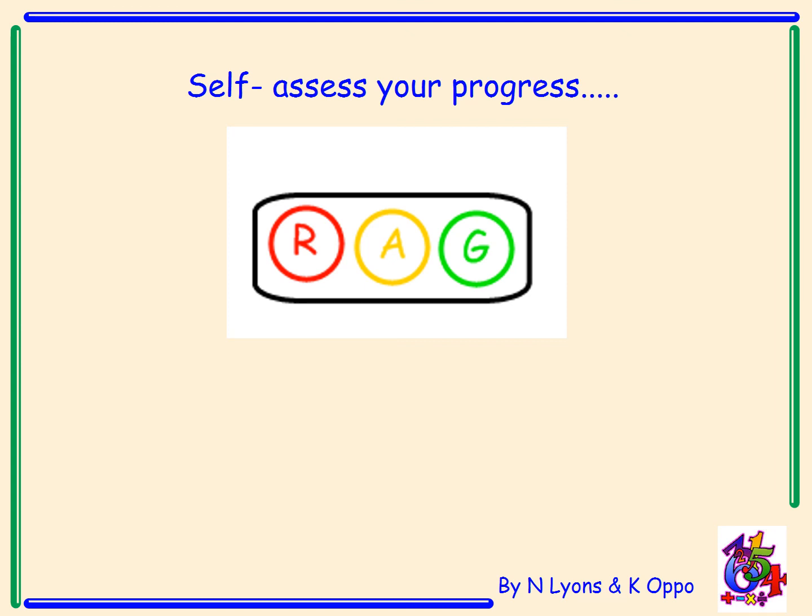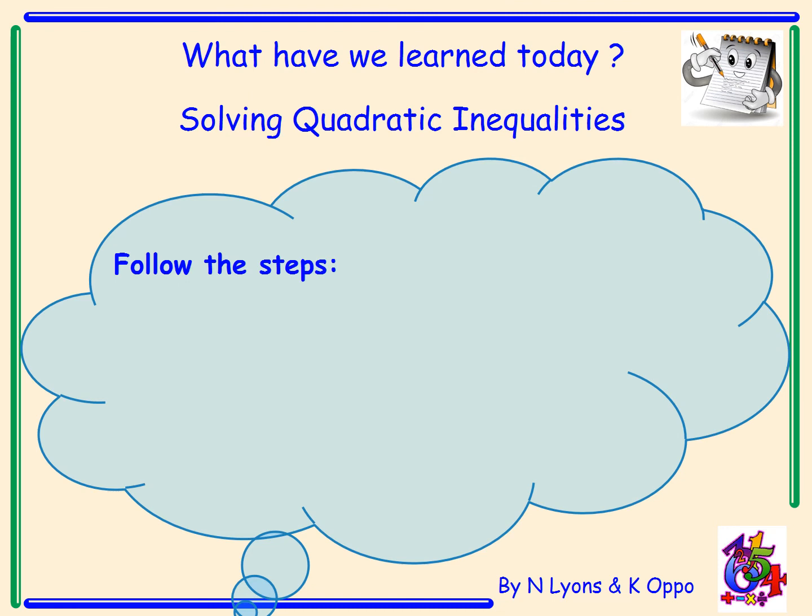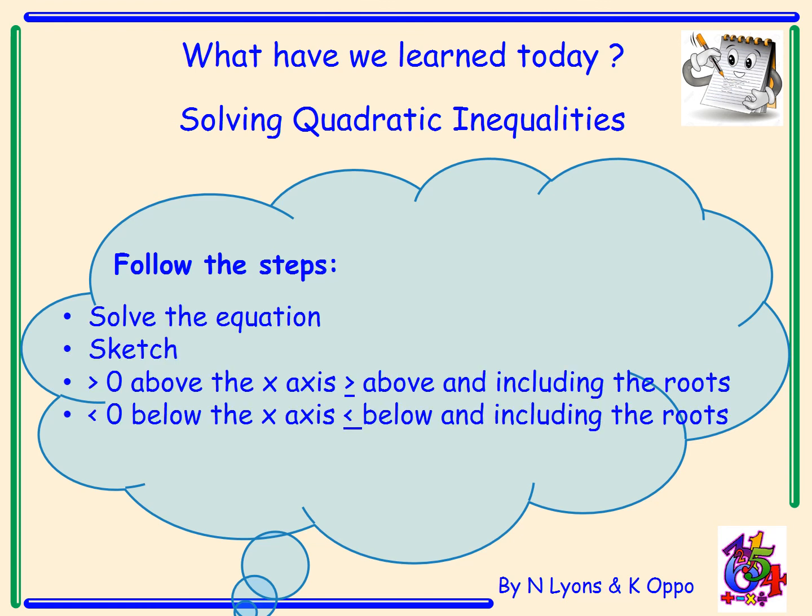So what we learned today? We've learned how to solve quadratic inequalities by following the following steps. Solve the equation equal to 0. Sketch it. If you're trying to solve an equation greater than 0, then you're looking for values above the x-axis. Where does the quadratic go above the x-axis? Greater than or equal to is above and including the roots. Less than 0, it's negative, it's below the x-axis, but remember less than or equal to is below and including the roots, so be very careful with your notation.